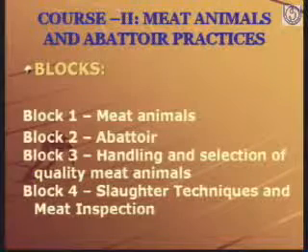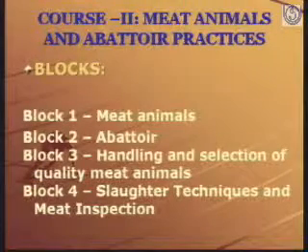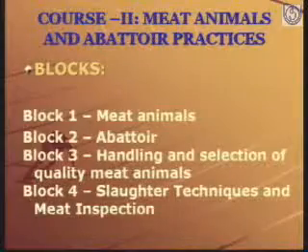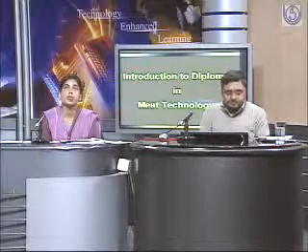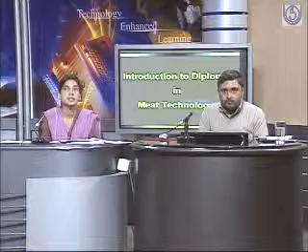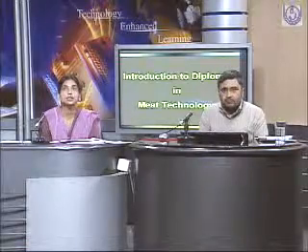For Course 2, I will request Dr. Meeta to explain in detail please. Dr. Meeta please. In Course 2, we will study about the meat animals and the abattoir practices. This course will be dealt under 4 block headings. First block is about the meat animals. Second block is about the abattoir practices. Third block is about the selection and handling of quality meat animals. And the fourth block will deal with slaughter practices and meat inspection.